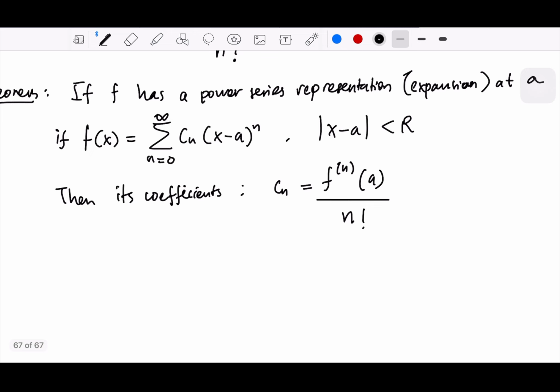So if we take the Cn and put it here, then we can also write down the function as, so we can also write f of a, or maybe start from f of x first and write down the coefficient.